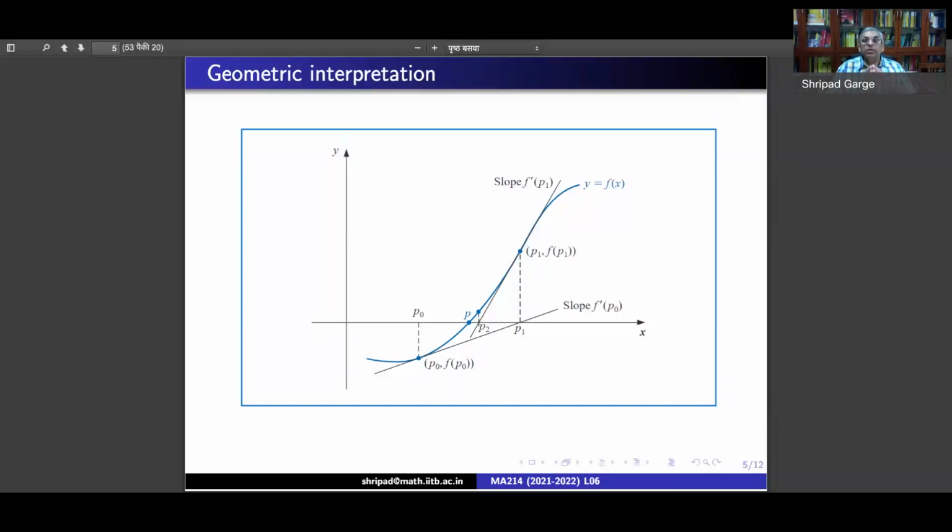Once again, you start with p0, take the point on the graph, which is p0 comma f p0, take the tangent, and intersect the tangent with the x-axis. That gives you the next approximation p1. Take its point on the graph, take the tangent and intersect it again with the x-axis, that gives the next approximation p2, and then we continue.